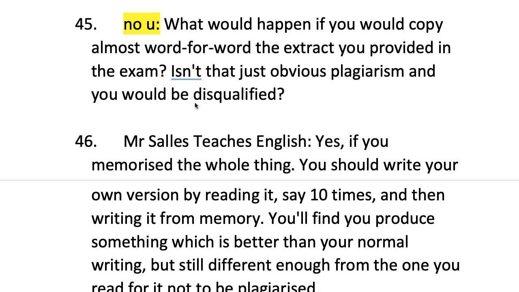However, it wouldn't go down very well with an examiner if you ended up writing something word for word that they'd already read or seen on the internet. So obviously, you want to adapt it as you go. But the worst case scenario is they'd read it and say, I've seen that on Mr. Salles' channel, I'm just not going to mark that as part of your score. I will just mark the rest of your writing. So that's the only risk that you run.